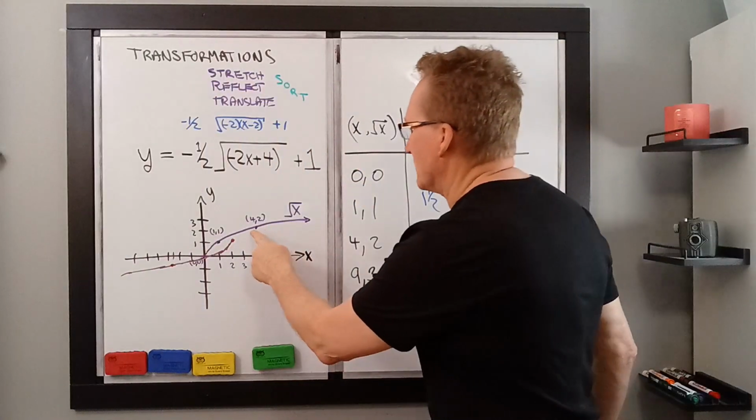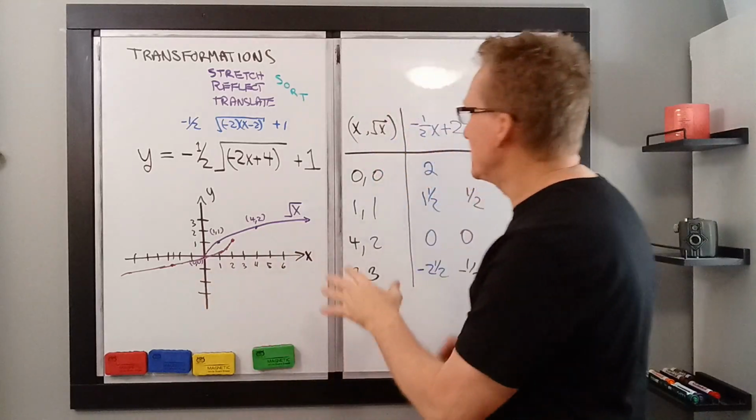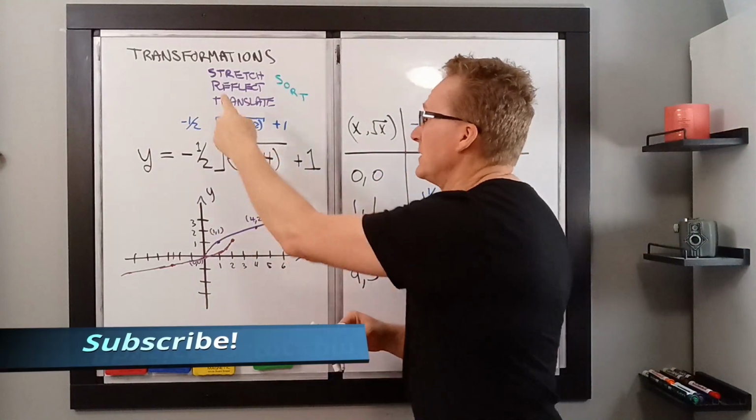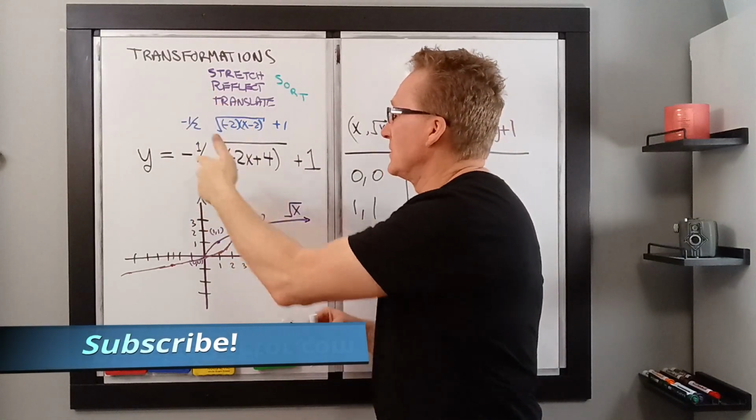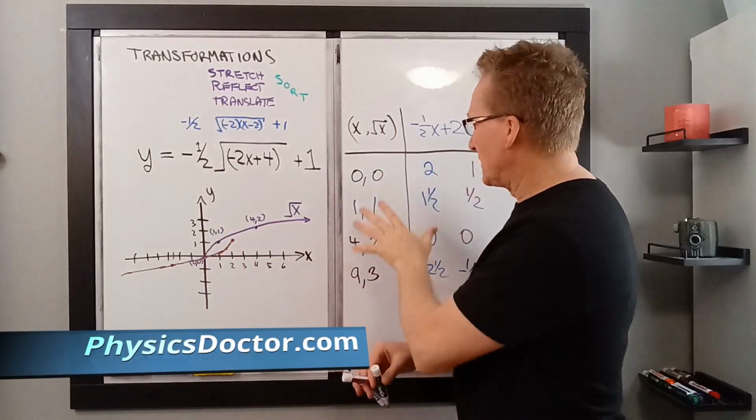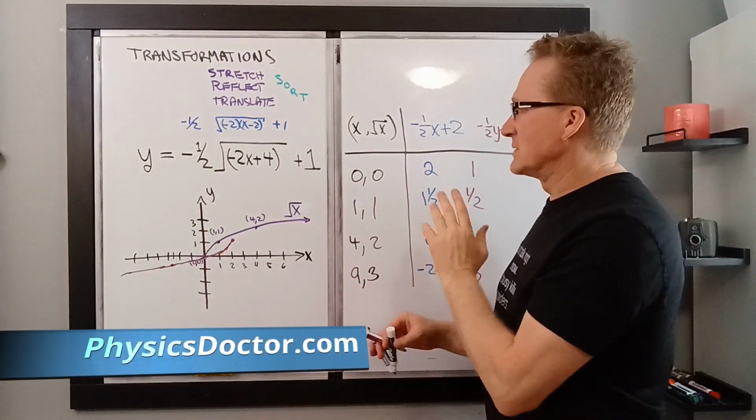So here we have the original and we have the modified. This would be pretty difficult to do if you tried to do it just by doing the stretch first, and then doing the reflection next, and then doing the translating and doing it all manually. But doing it mathematically this way is an awful lot easier.